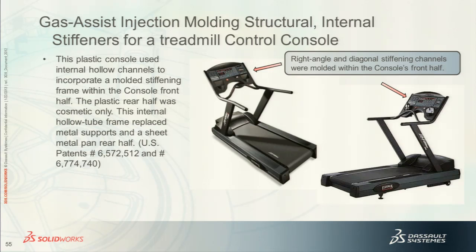The front half of the console has right angle and diagonal gas channels running through the part. So I actually molded an internal tubular structure on the front half of the part. And that has been a practice with Life Fitness since this treadmill. This was 2 generations ago, but they still employ the same method to stiffen up the front half of the console.